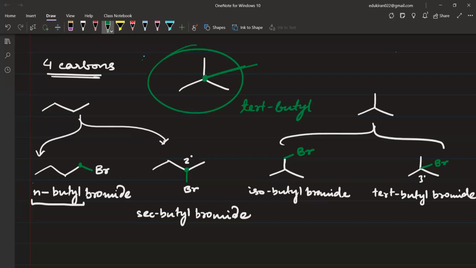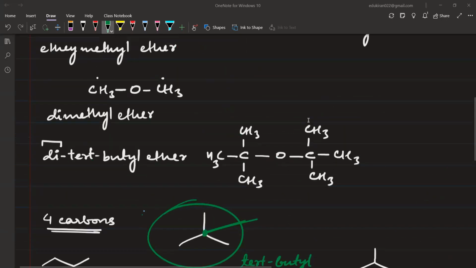And whatever is attached will come later. If chlorine, chloride. If you have bromine, bromide. If you have OH, it will be alcohol, tert butyl alcohol. Got this? Yes or no, please, Sunny? Fadil? Yes, sir. Okay. So now you understood why it is tert butyl. Can you see that? 3-degree carbon atom. Okay.